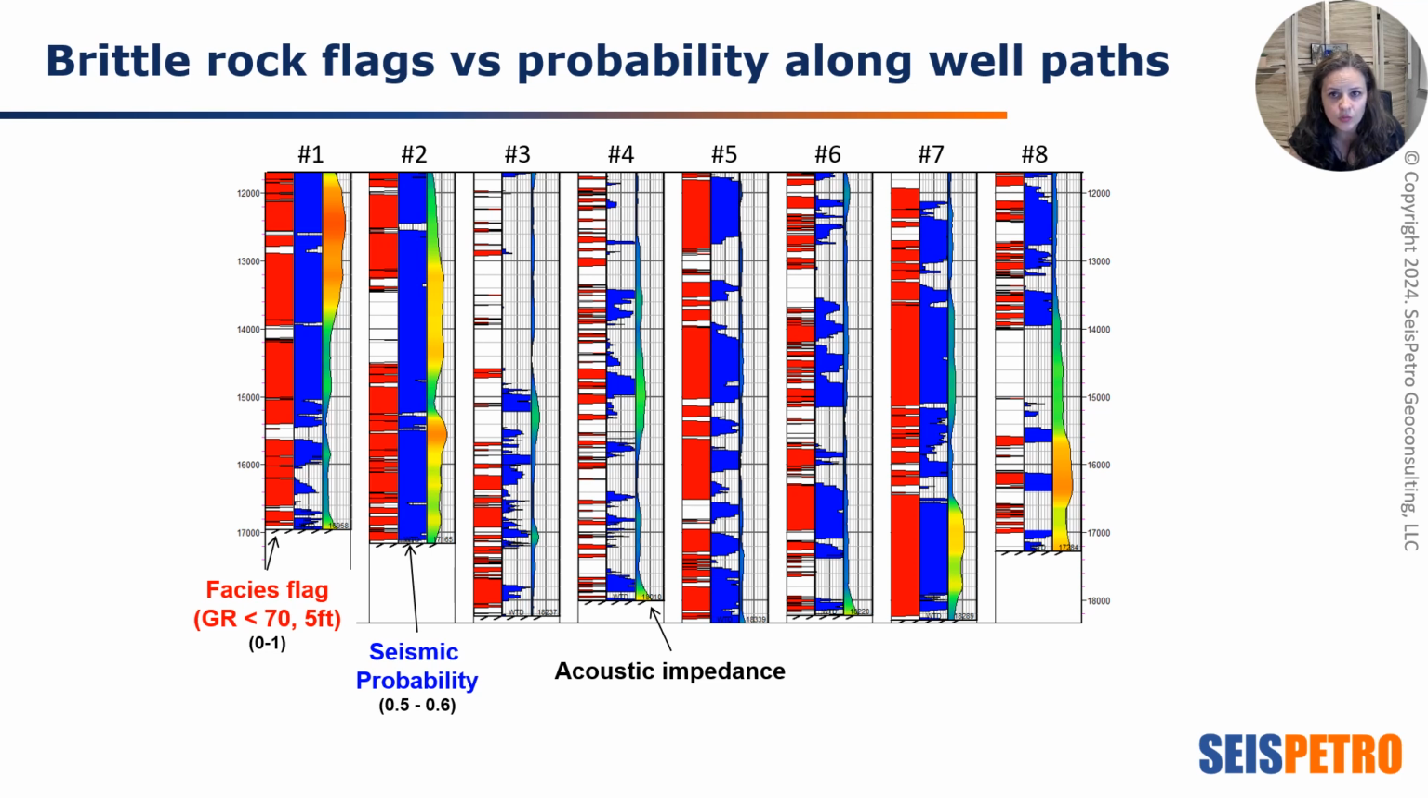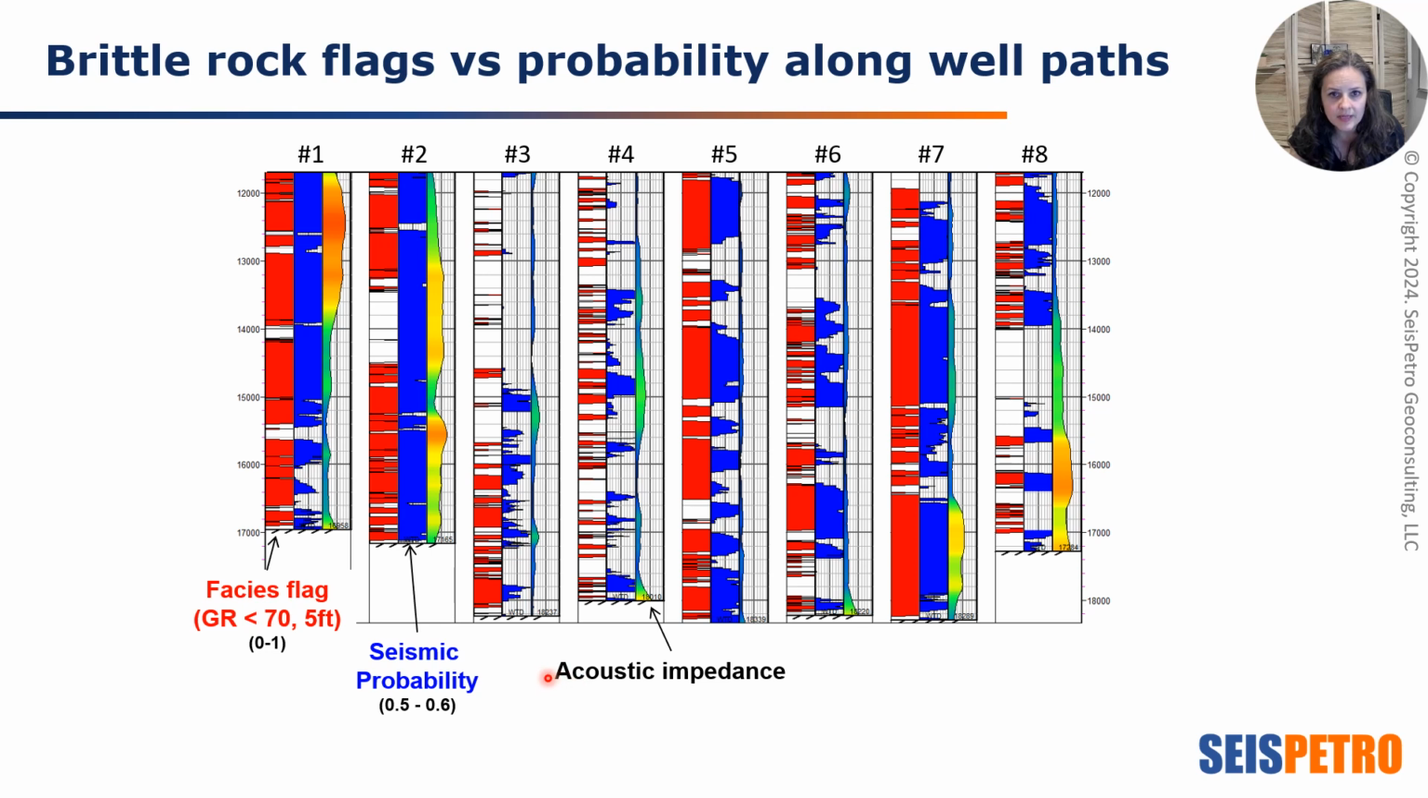In this cross-section, we have in the first track the brittle facies flag from the horizontal well data. If you remember, we use a cutoff, in this case was 70, that I didn't mention before, and they have a sampling of every 5 feet. In the second track, has the brittle facies probability from seismic. So this is a probability. So what is the probability in this case of the brittle rock? And in the third track, for reference, we have the acoustic impedance.